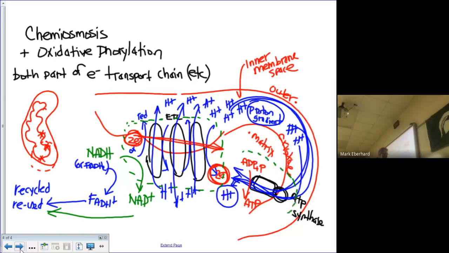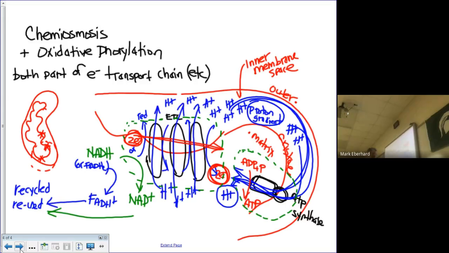And then this step right here, down on the bottom right, is the oxidative phosphorylation. We're phosphorylating ADP back into ATP. All right, so that's the phosphorylation. Where's the oxidative part? Well, that comes to the final piece of the puzzle.